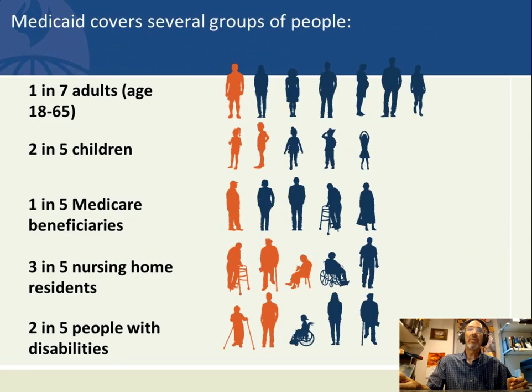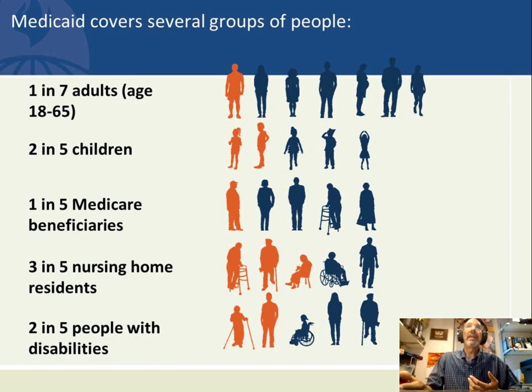Now, the eligibility criteria for Medicaid, as I said, it covers low-income poor people, and that turns out to be about 1 out of every 7 adults having low enough income to qualify for Medicaid. Children are poorer than most average Americans, and so 2 out of 5 American children qualifies to be covered by Medicaid. Seniors are somewhat poor, and 1 out of every 5 seniors, Medicare beneficiaries, qualifies for Medicaid too.